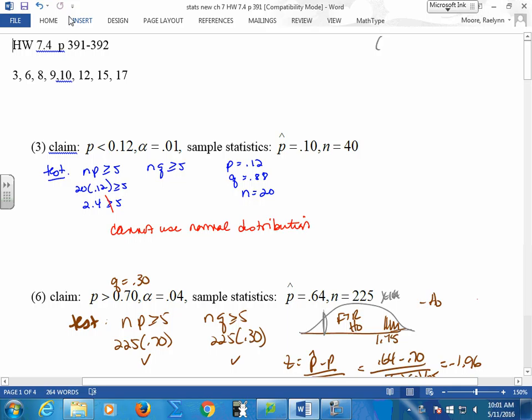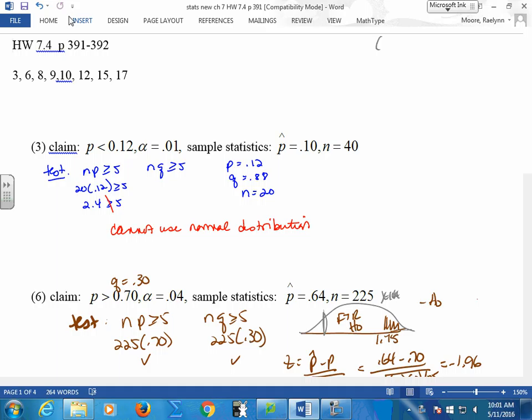So this part, 7.4 was based on proportions. And the only difference with the proportion is your numbers are discrete numbers. You can only have a whole number of people saying yes to something. You're going to find there's no mean, no standard deviation in here. So this is the proportion one.